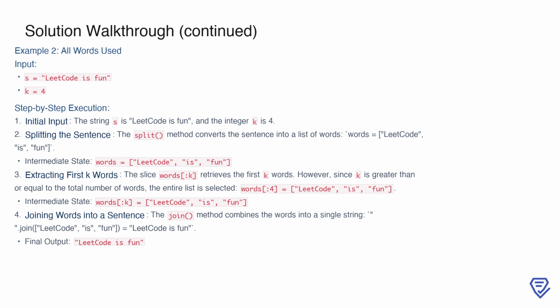Now, let's look at another example where the string s is "LeetCode is fun" and k is 4. First, the split method is applied to the string, converting it into the list [LeetCode, is, fun]. Here, the intermediate state shows the words broken down into a list. Next, we perform the slicing operation words[:k]. Since k is 4, which is greater than the total number of words in the list, the entire list is returned as is, [LeetCode, is, fun].